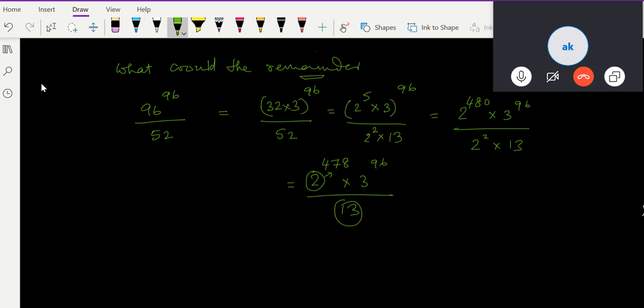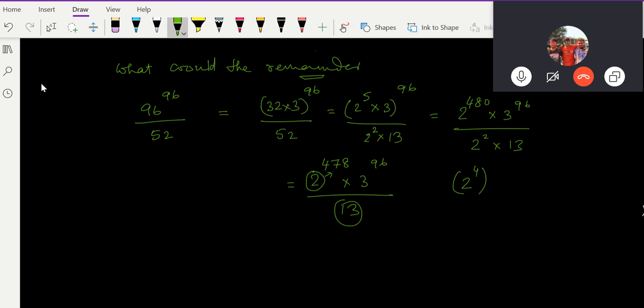16, which is 2 to the power 4. So that means 2 to the power 4, whole to the power something. Will it go? It won't go. 478 is not divisible by 4, right? So what do we do?